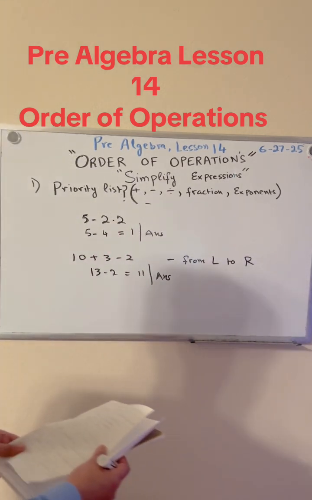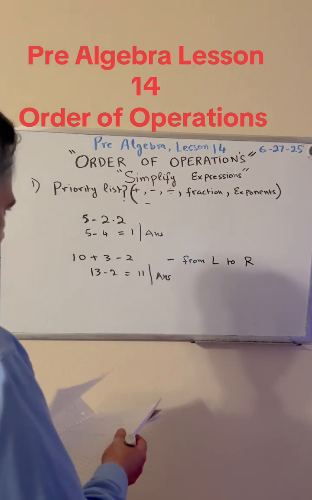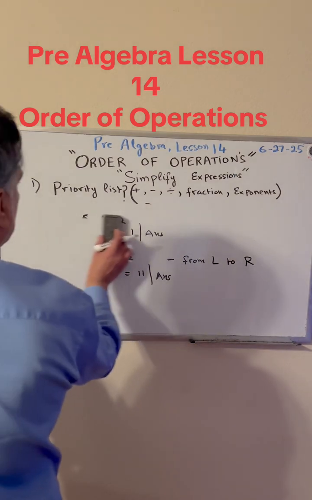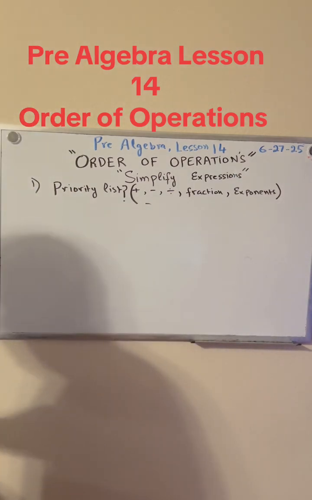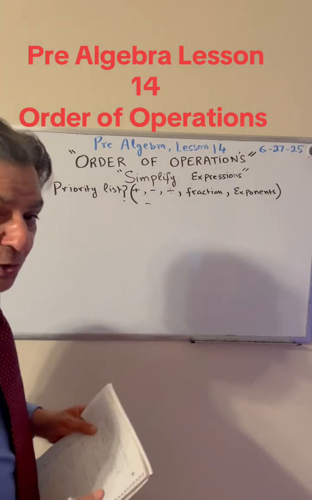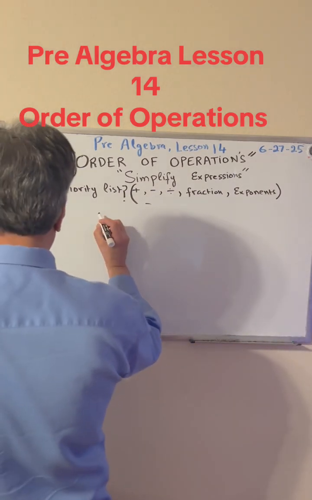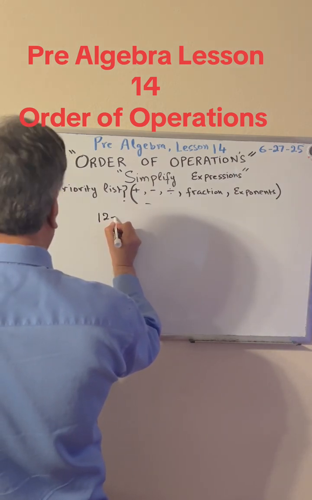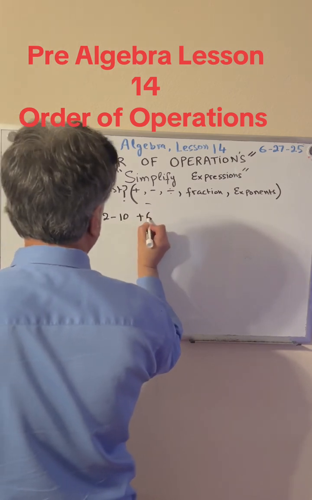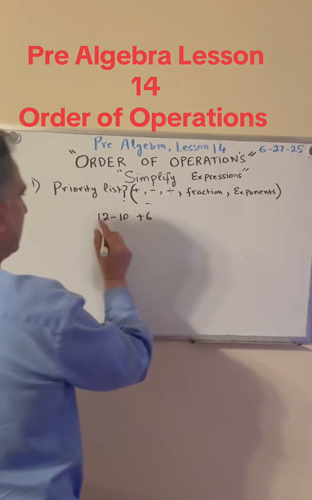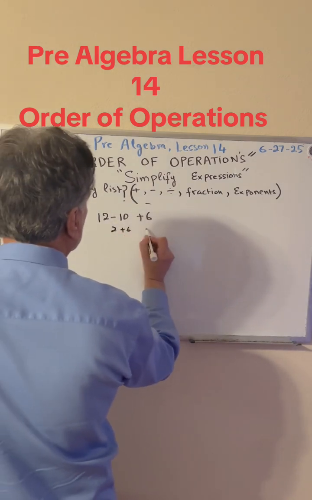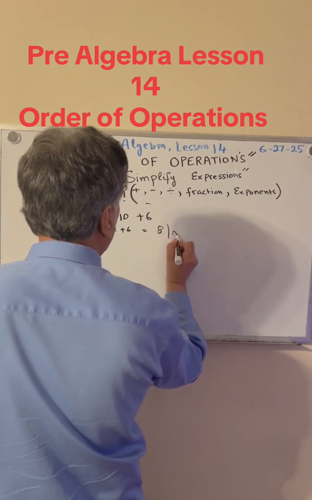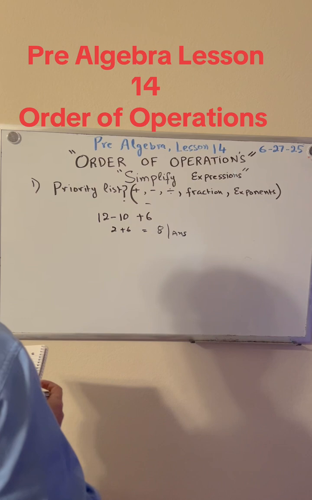Let me see, we'll do a couple more problems. Let's erase the board. Hope you're enjoying it. I know I'm enjoying it. Then you have a problem. Let's say 12 minus 10 plus 6. How would you solve that? Left to right. 12 minus 10 is 2, plus 6 is equal to 8.